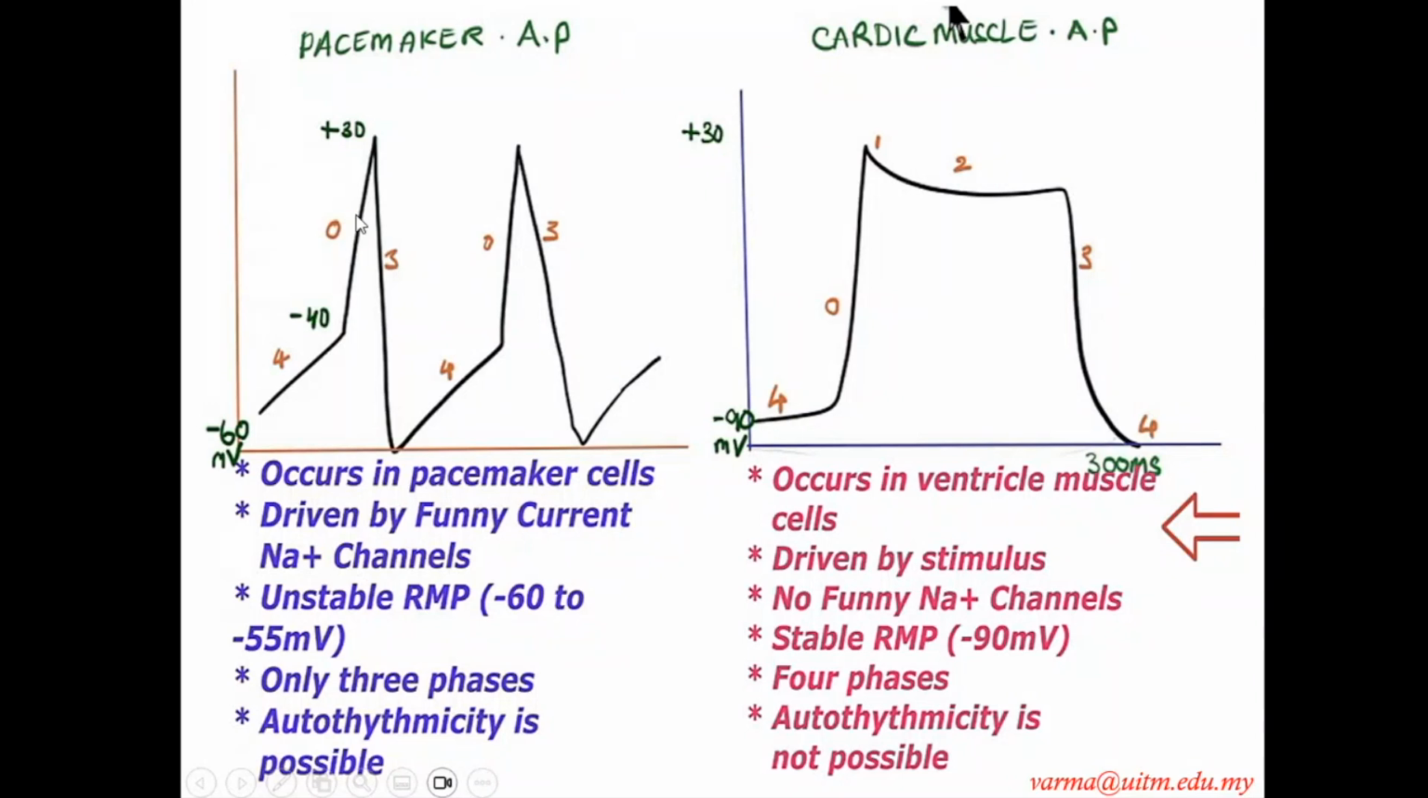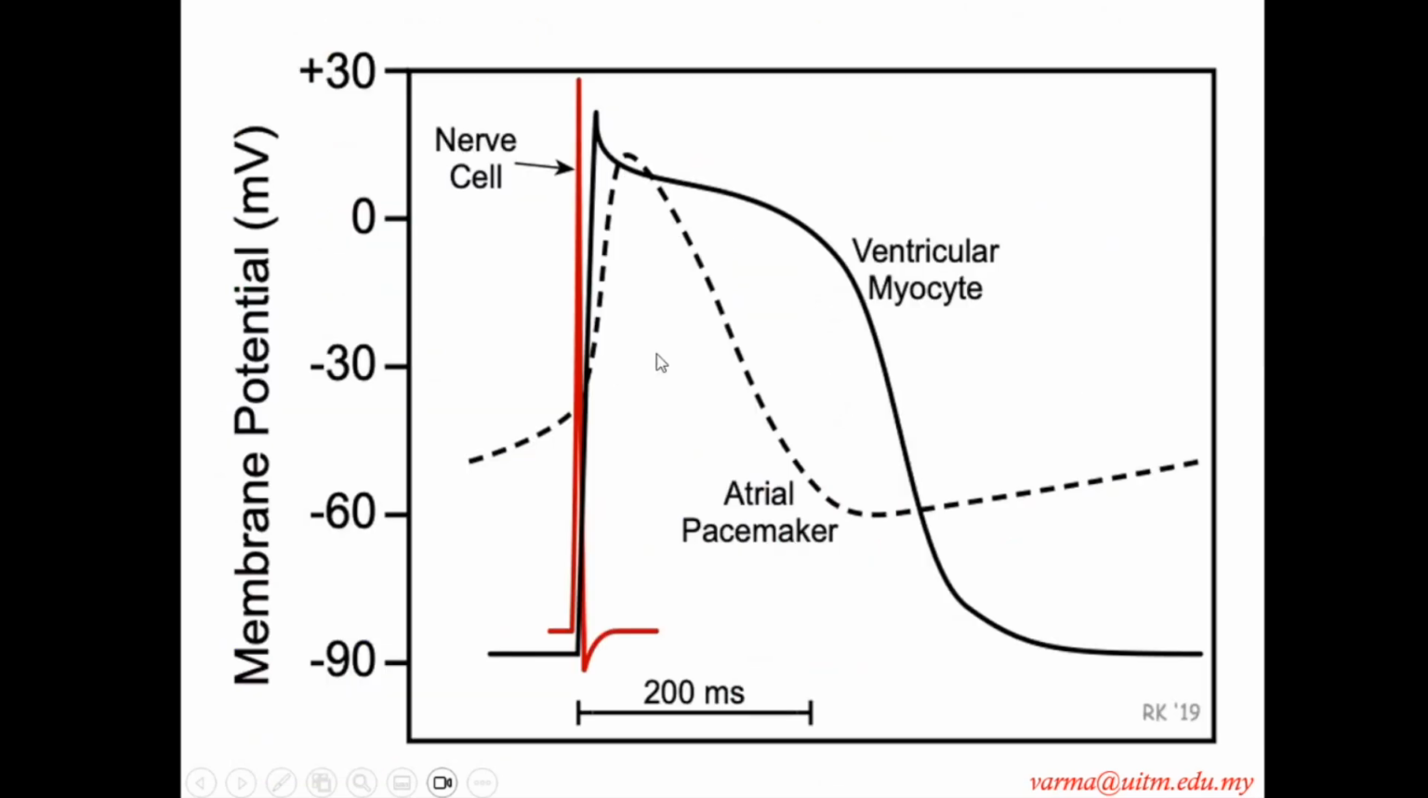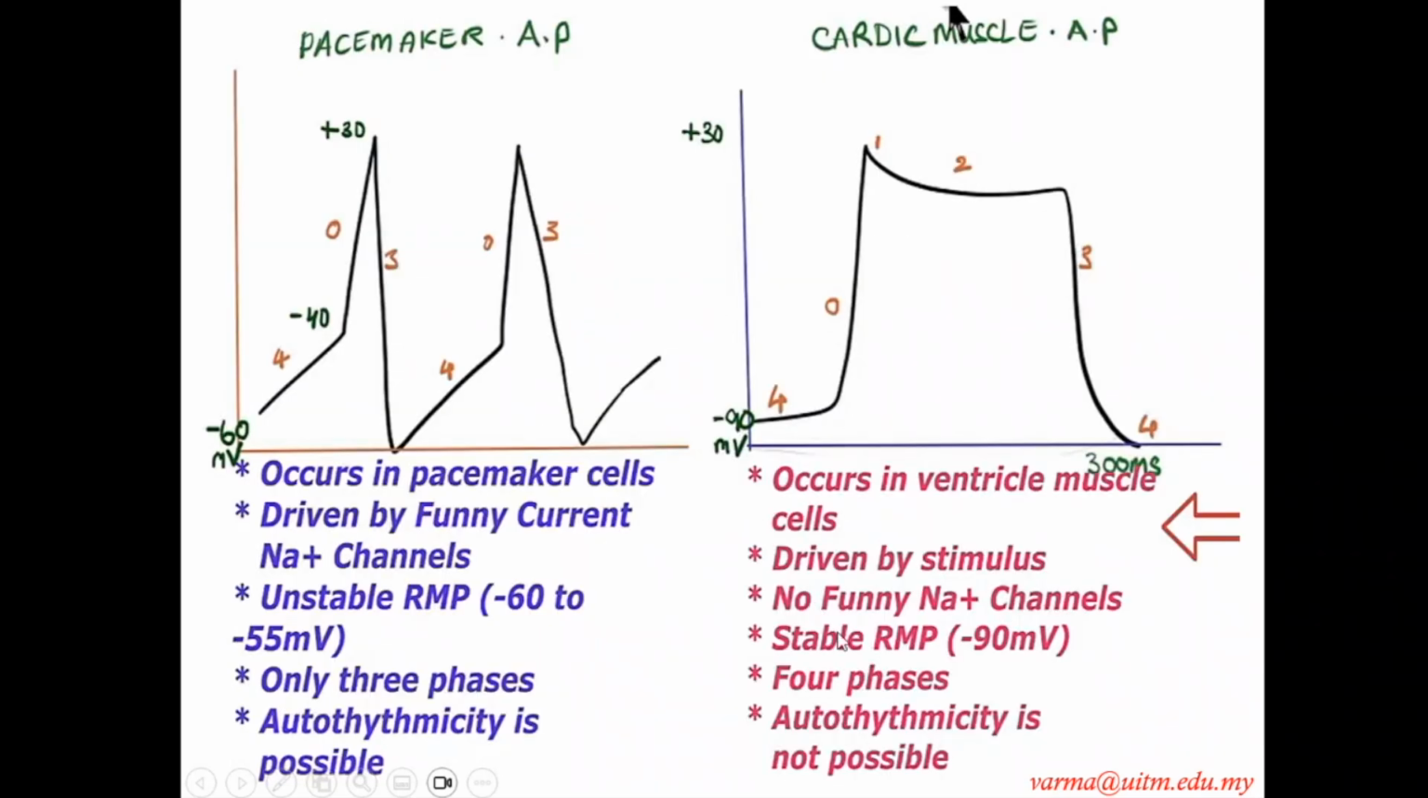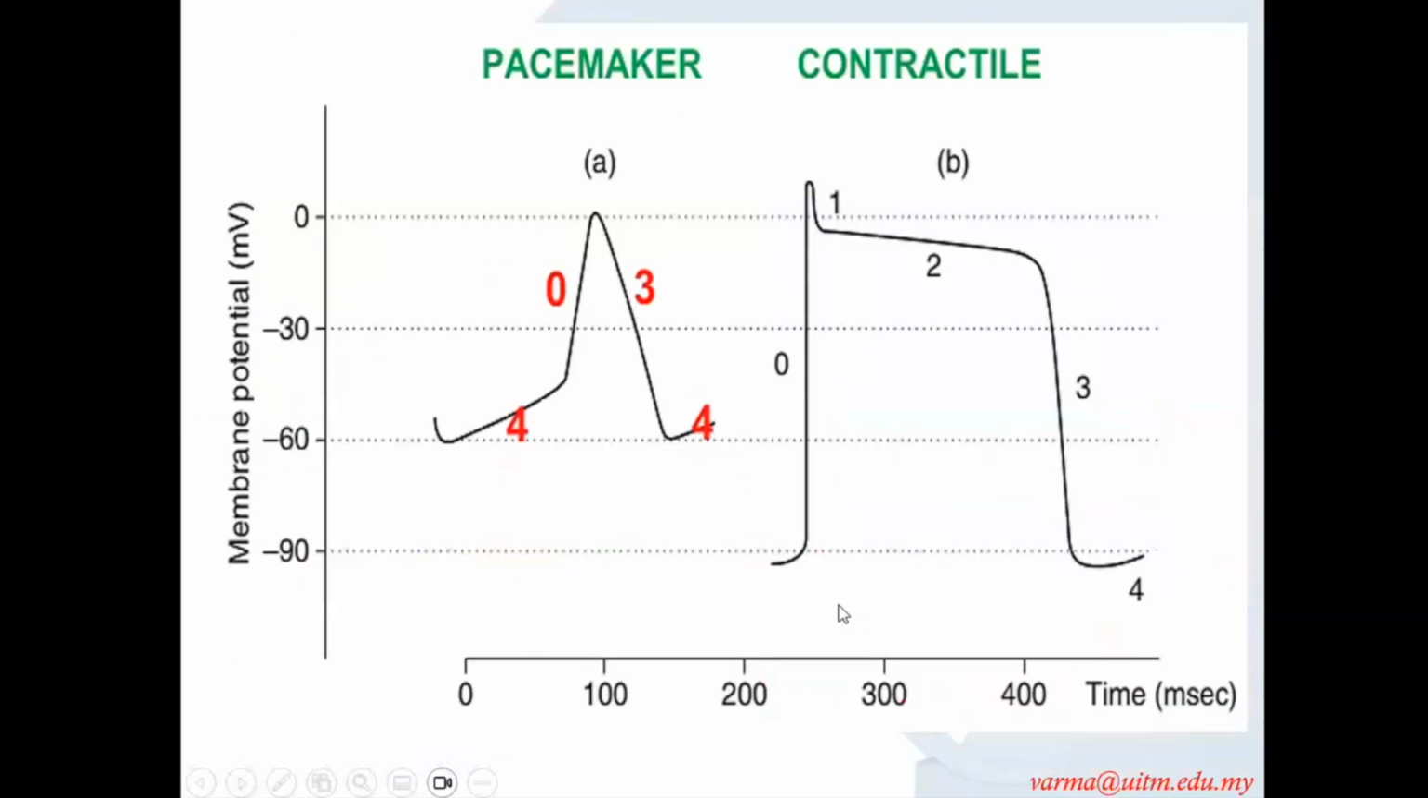The pacemaker has only 3 phases, 0, 3, 4, whereas cardiac muscle has 0, 1, 2, 3, 4, so 4 to 5 phases. Automaticity is possible here. There is no rhythmicity possible here. These are the 5 differences. If they ask you to differentiate pacemaker versus cardiac, you draw this, or you can superimpose like this, or draw like this too, and then write these things, which is more than enough. Again, the differences are shown in one picture.